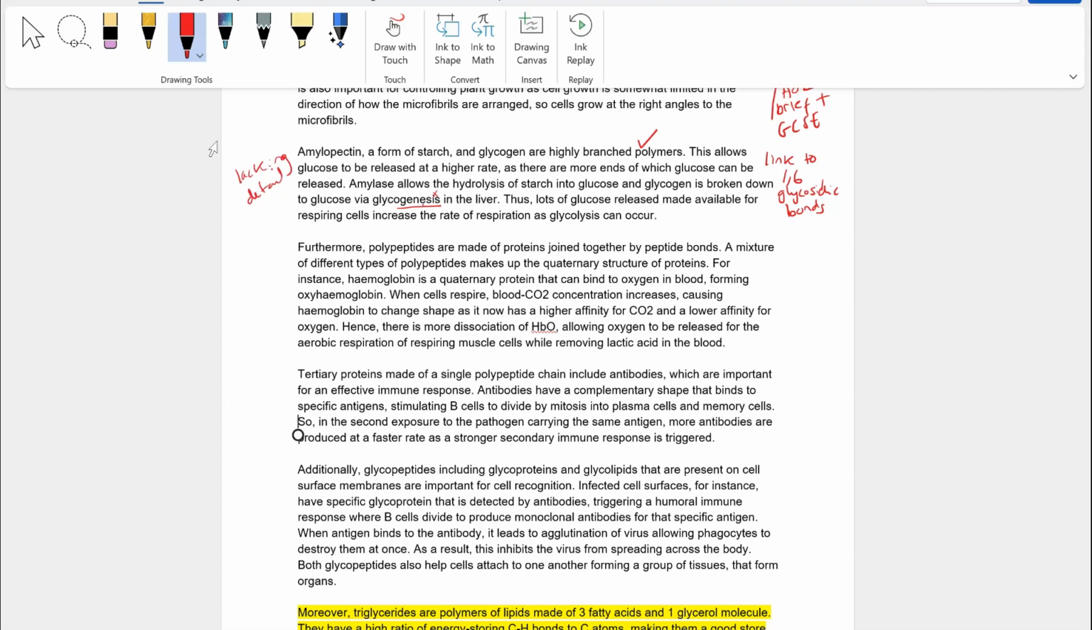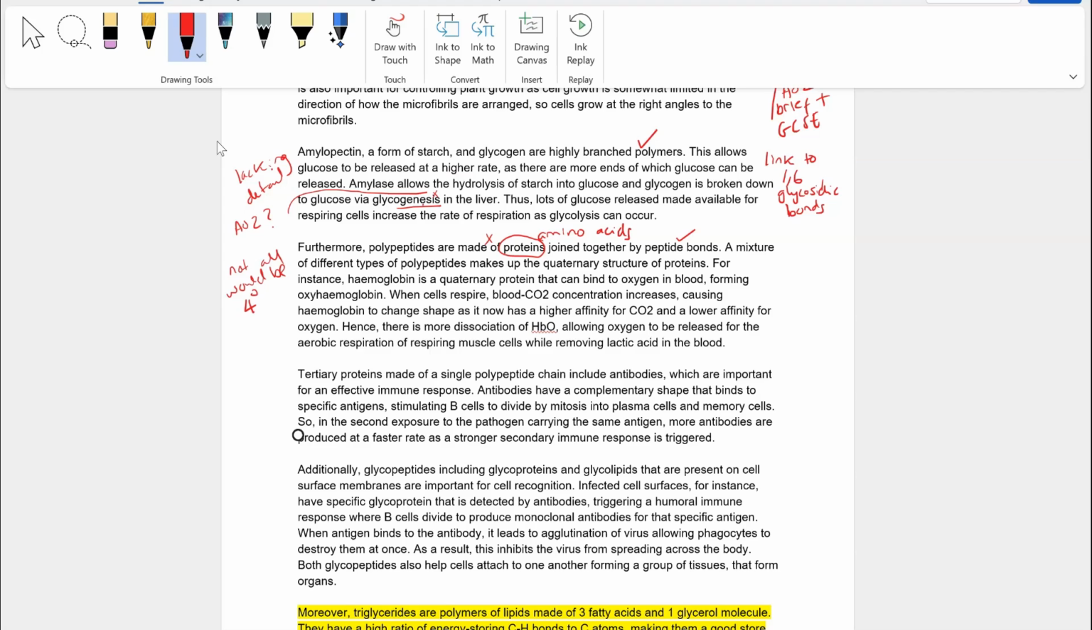AO2 was missing altogether, so there wasn't an importance of. I didn't know if maybe when they said amylase allows, they meant that as the importance of, but not explicitly clear enough, so they wouldn't have that marked as the AO2. So polypeptides are made of proteins. I think this was just a mistake that they didn't notice in this one, but they're made of amino acids. That is what makes a protein.